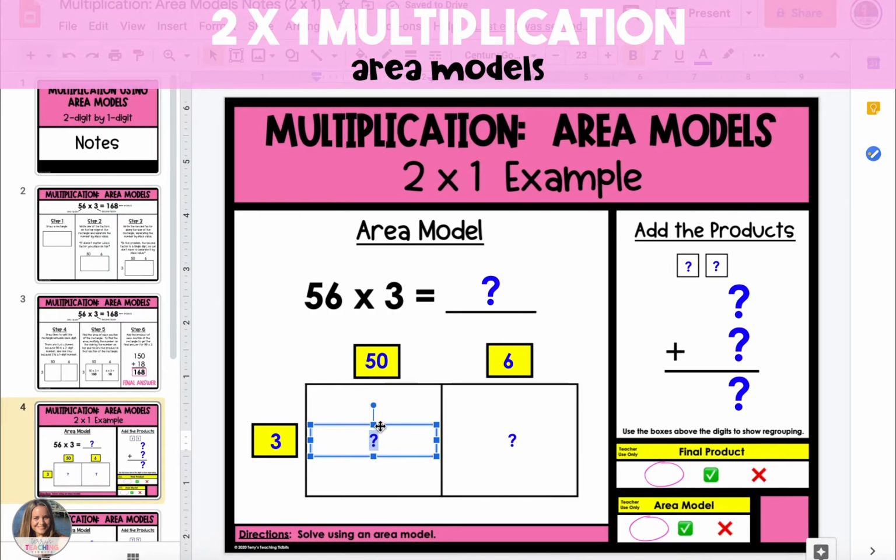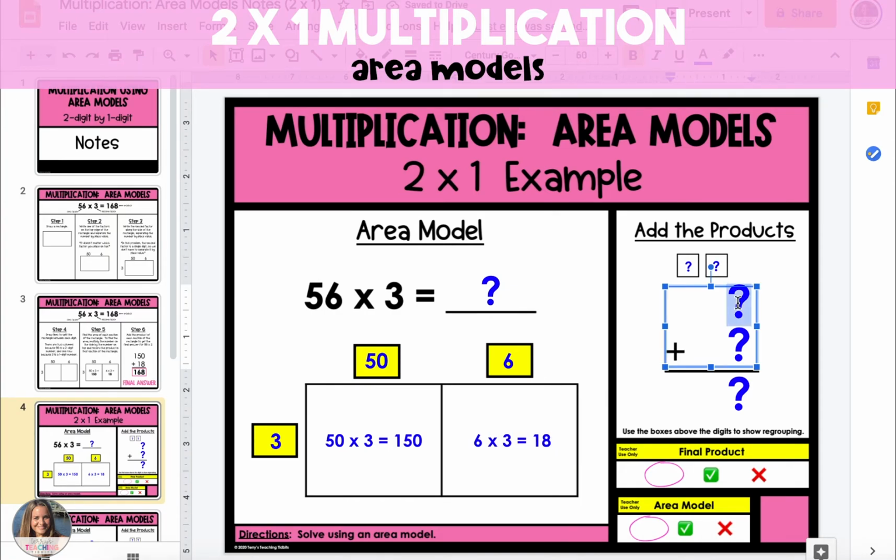Next, we're going to find the area of each section of the rectangle, and to do this, we're going to multiply the top digit by the digit on the side. In our first box, we're going to multiply 50 by 3, which is 150, and then in our second box, we're going to multiply 6 by 3, which is 18.